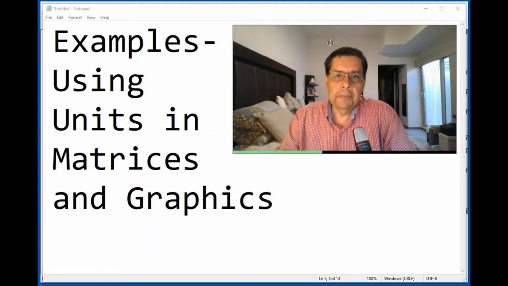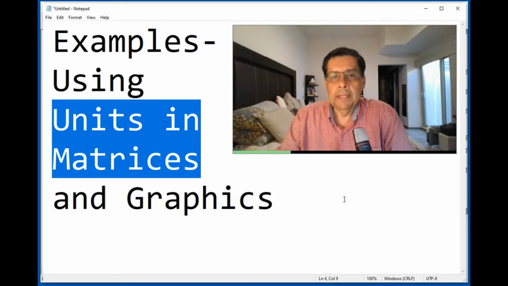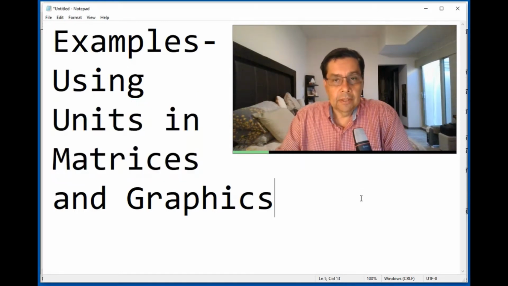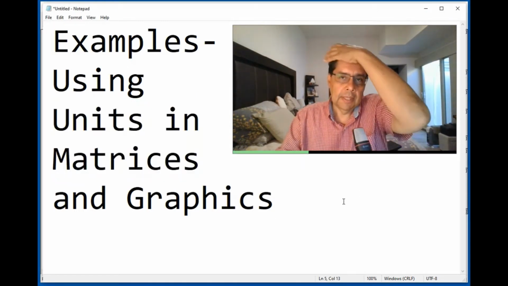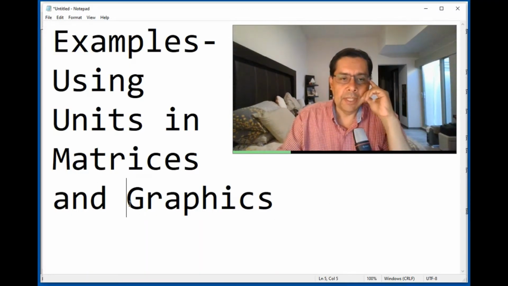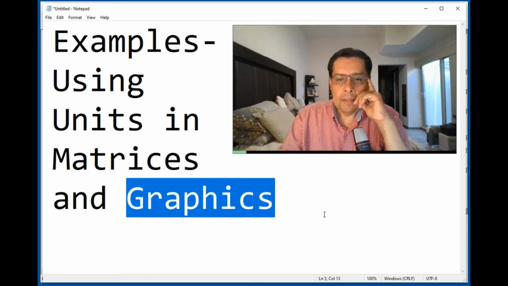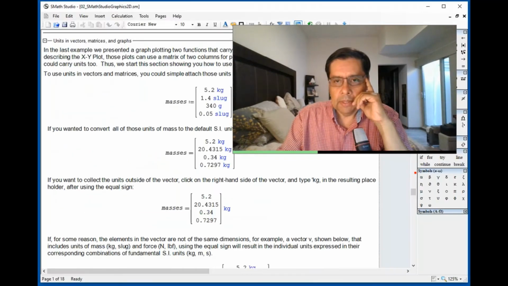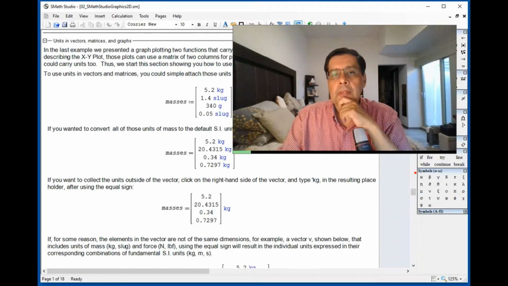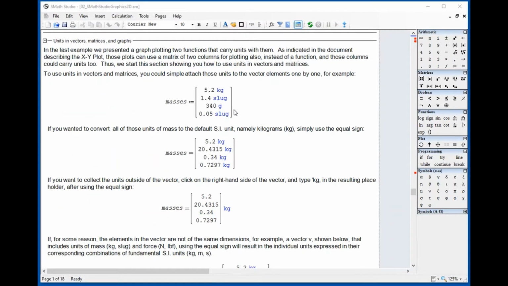In the present video, we're going to talk about the use of units when defining matrices or vectors of data, as well as the application in graphics. For that purpose, we're going to start with this SMA Studio file, where I have defined a vector called masses.